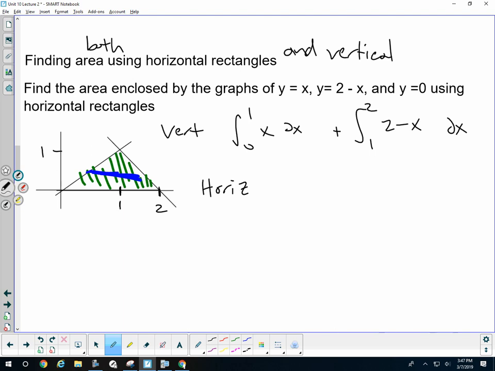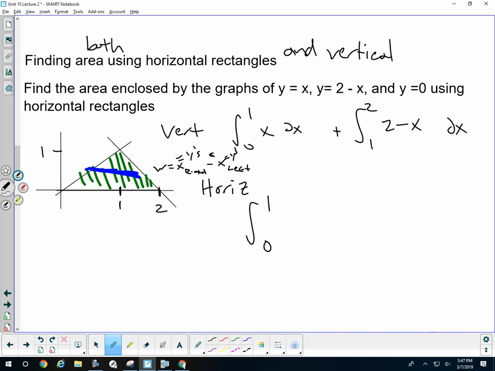Okay, so if I'm thinking of horizontal rectangles, use your pen, okay? Flip it on its side. Start at y's of 0, go to y's of 1, right? Do we see that? We're going from a y of 0 to a y of 1. We're going to use a right minus left, but it's an x from the right minus an x from the left. The x will be in terms of y's.